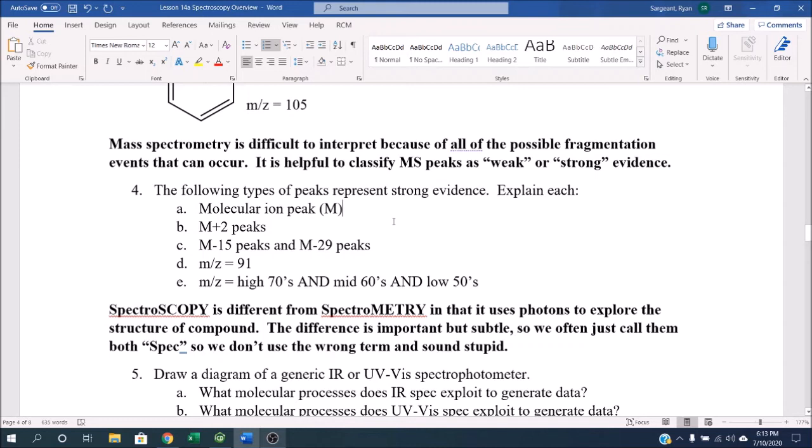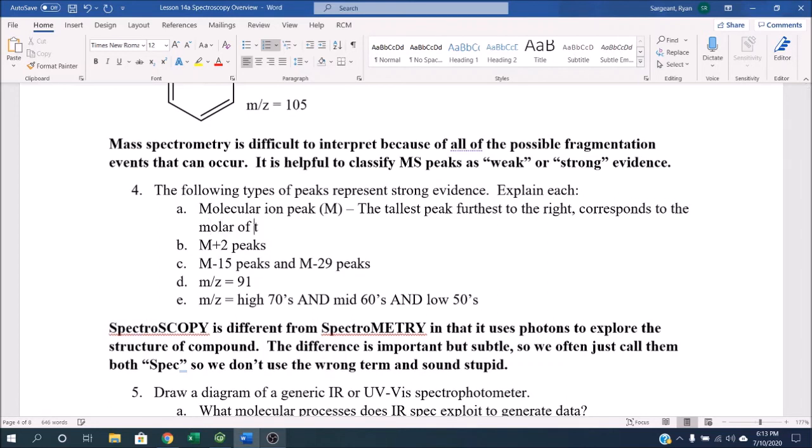So the first thing that you should always look for is the molecular ion peak. And this is usually the tallest peak furthest to the right. And it corresponds to the molar mass of the analyte.